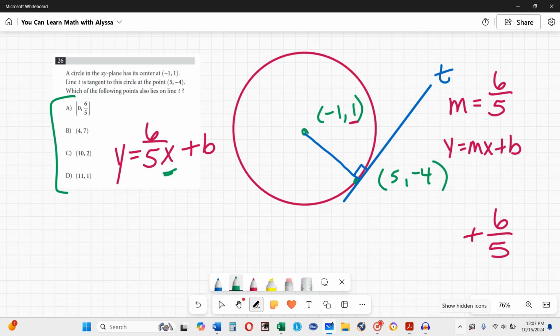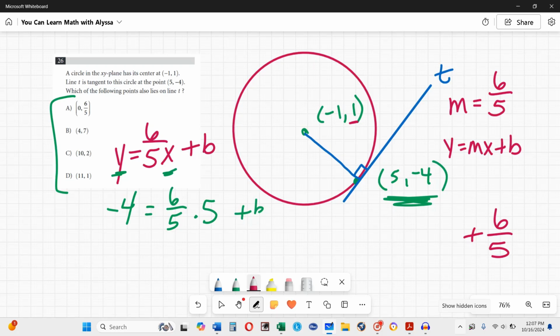So to solve for b, I need an x and a y, so that I only have that b variable left. And I know that (5, -4) is on this line, so that is an x and a y value. So I'm going to plug those in. -4 goes in for y, and I have 6/5. My x is 5, and then plus b.